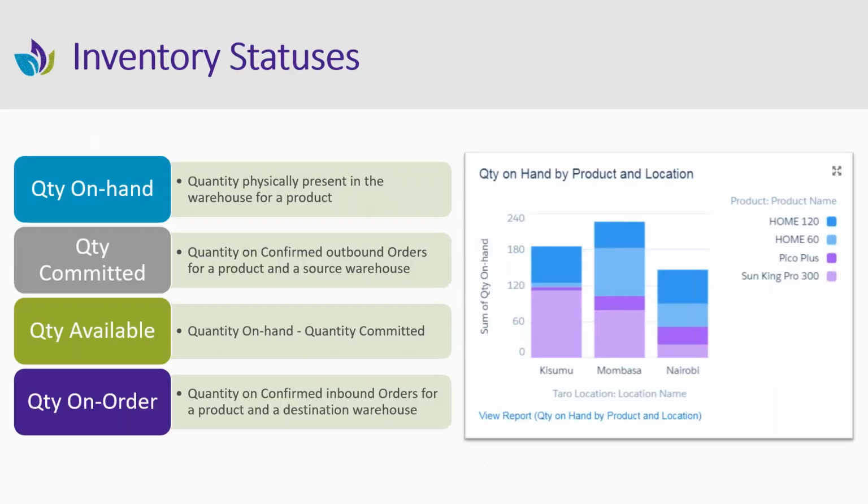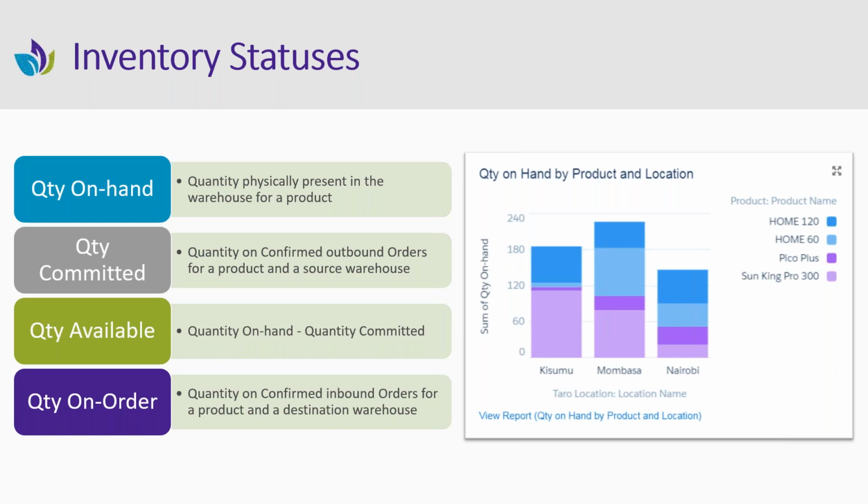So each inventory is going to have 4 different quantities associated with it. The quantity on hand is the amount of items that are physically present for a particular inventory. If I walked into my warehouse and counted solar lamp X, the amount that I count is the quantity on hand. The quantity committed is the amount that has been reserved on outbound orders from a particular inventory. So those are basically spoken for.